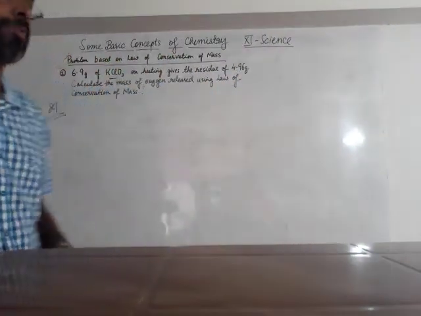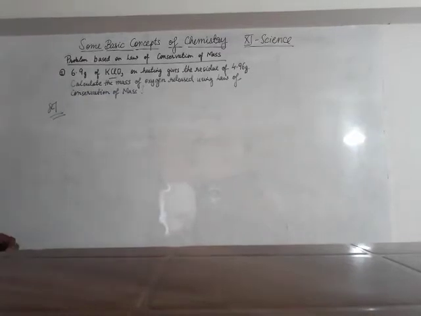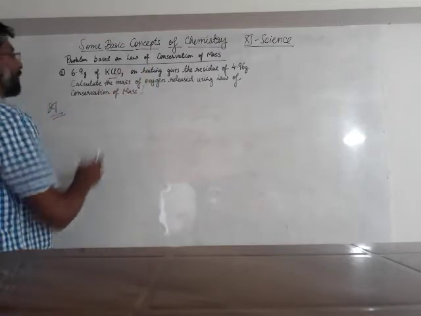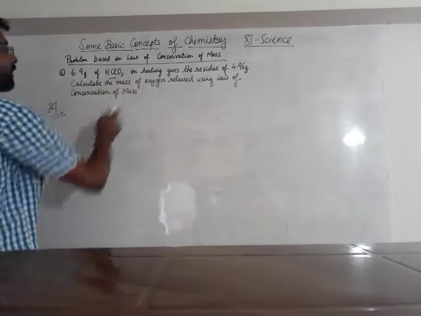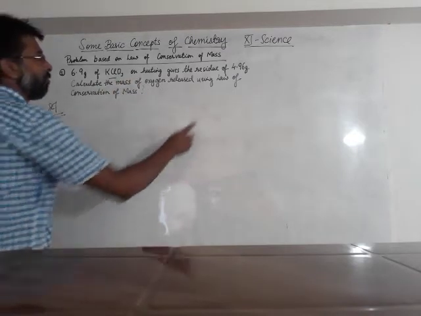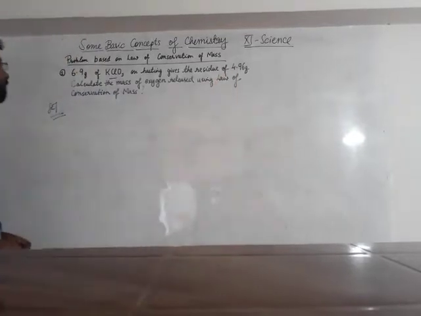Please copy this problem in your exercise copy, and then I'll teach you how to do it. This is a problem based on law of conservation of mass. 6.9 gram of potassium chlorate on heating gives the residue of 4.96 gram. Calculate the mass of oxygen released using law of conservation of mass.